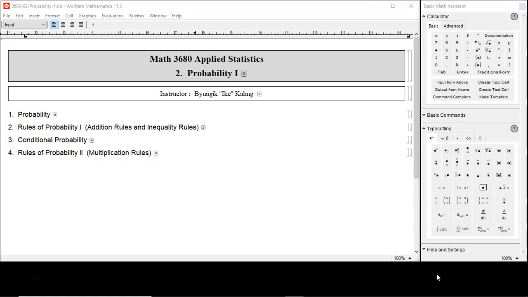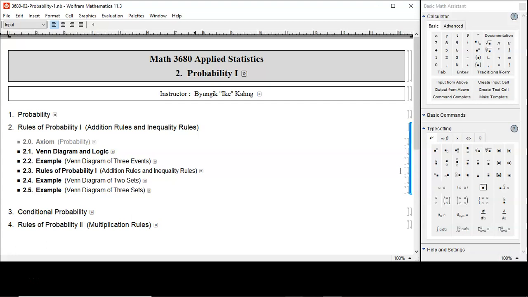Welcome back, students. We did the theory part of section 2, or elementary theory part of section 2. Now let's go ahead to some example problems.